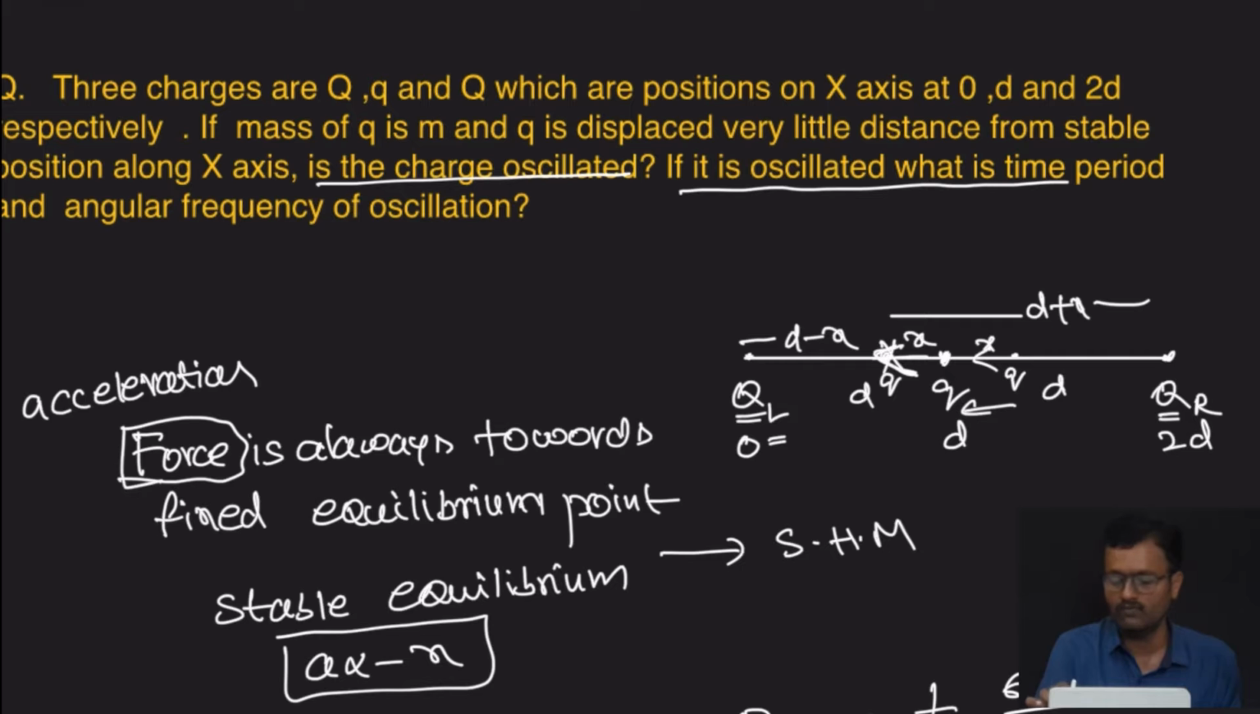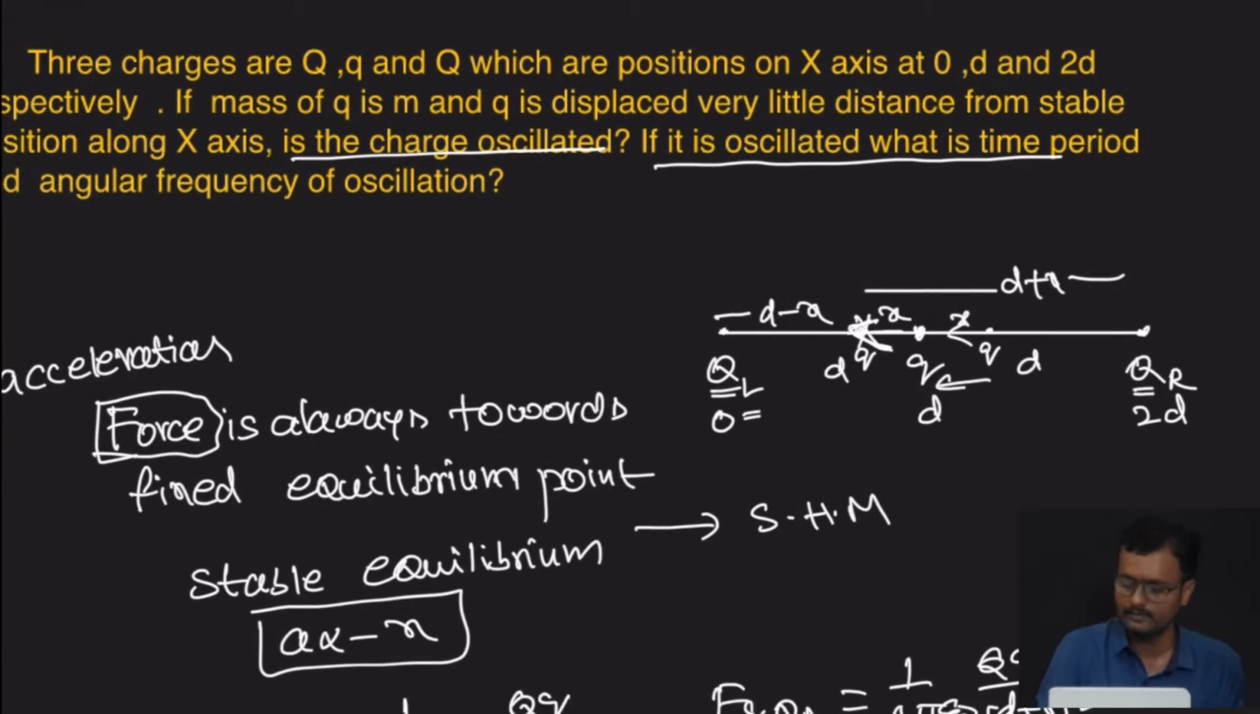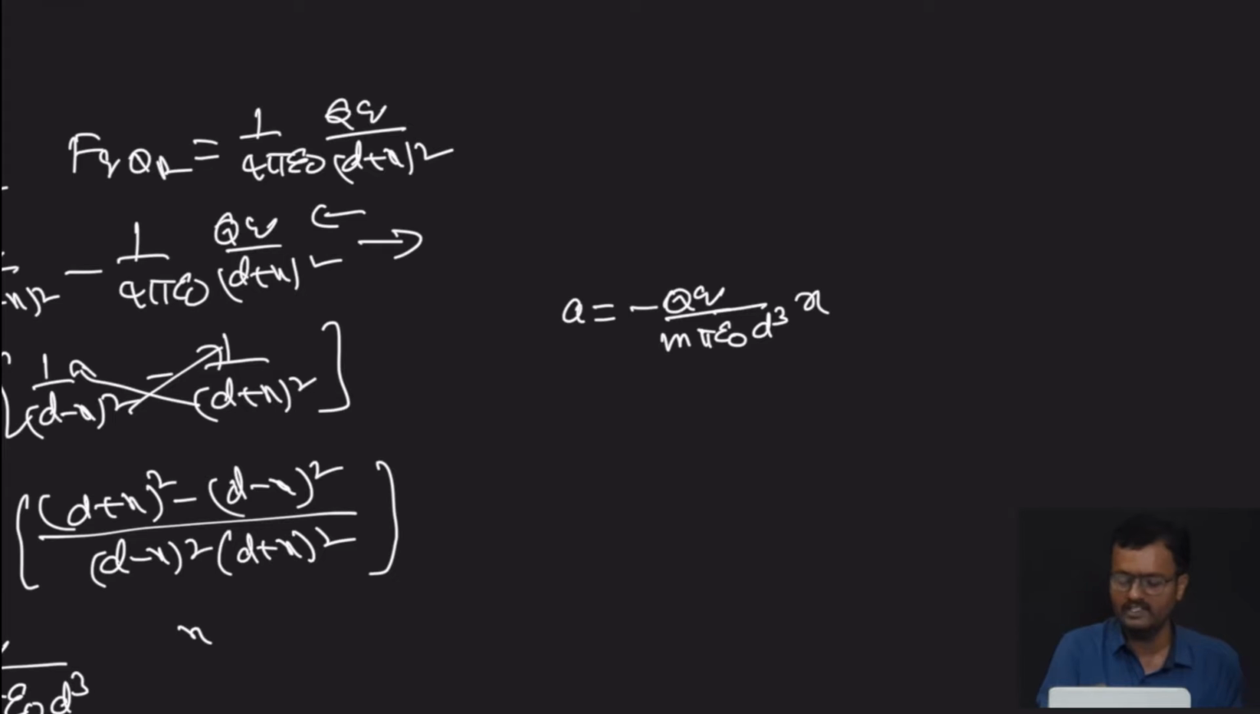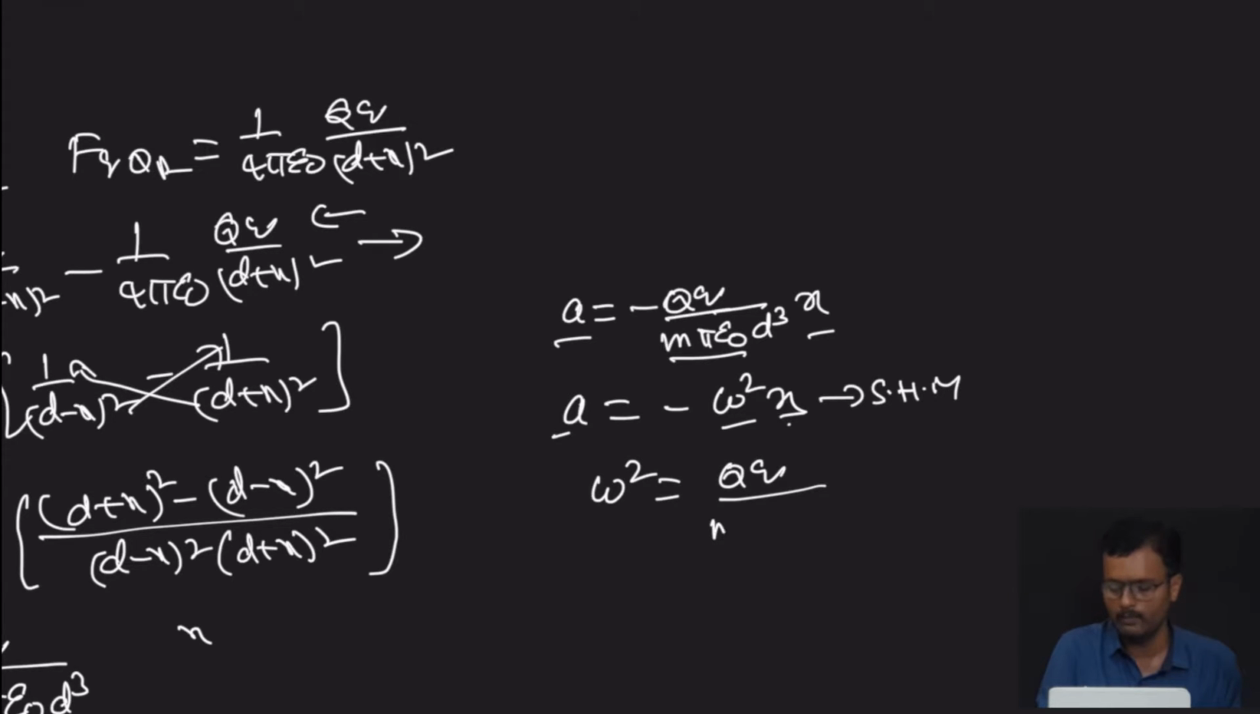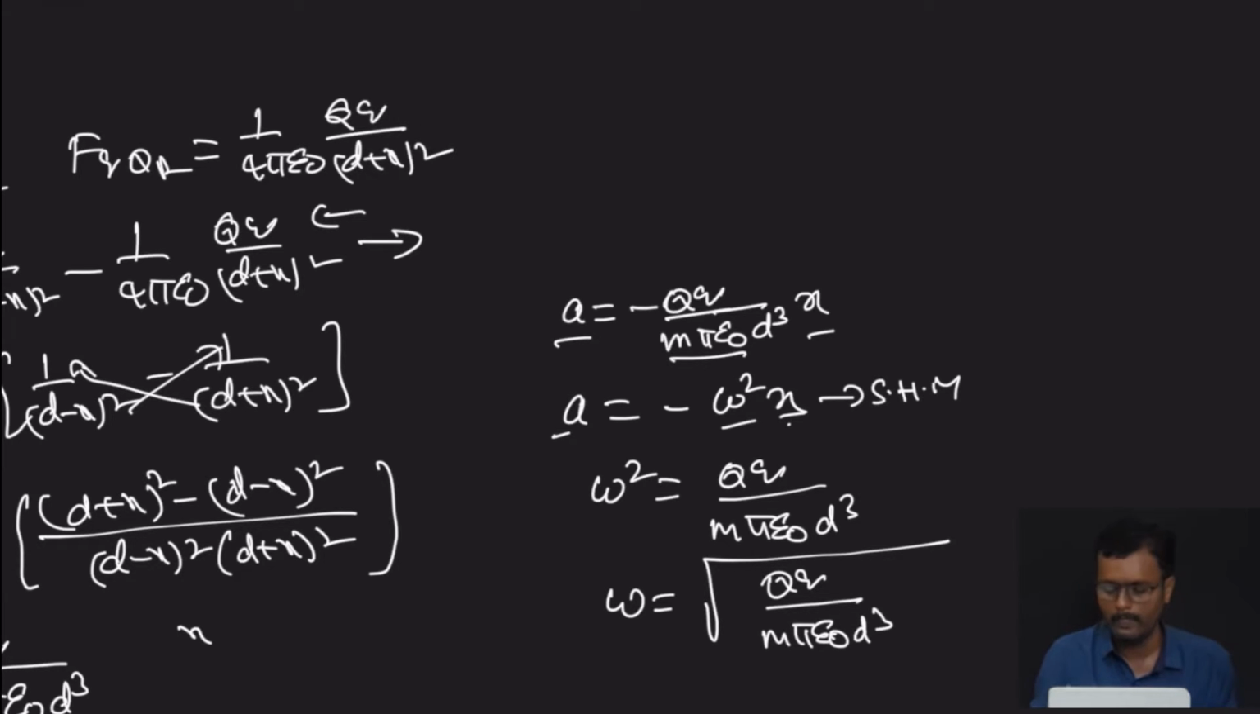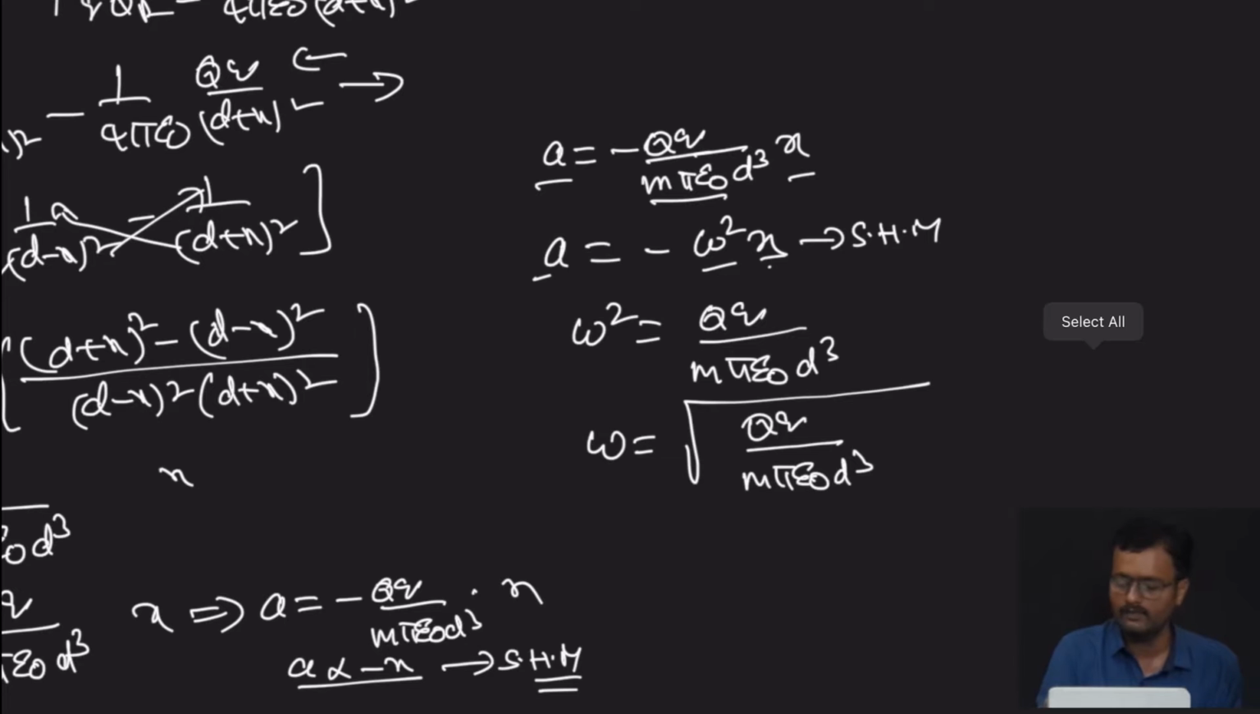If it is oscillated, what is the time period? See here, we get the equation a is equal to minus q by m pi epsilon d cube into x. You know, a is equal to minus omega square x for simple harmonic motion. Compare this equation a and x. What is omega square here? Omega square is equal to q by m pi epsilon naught d cube. So omega is equal to square root of q by m pi epsilon naught d cube. So this is the angular frequency.